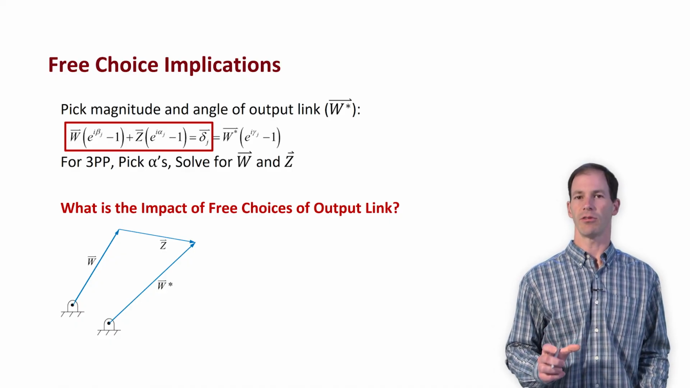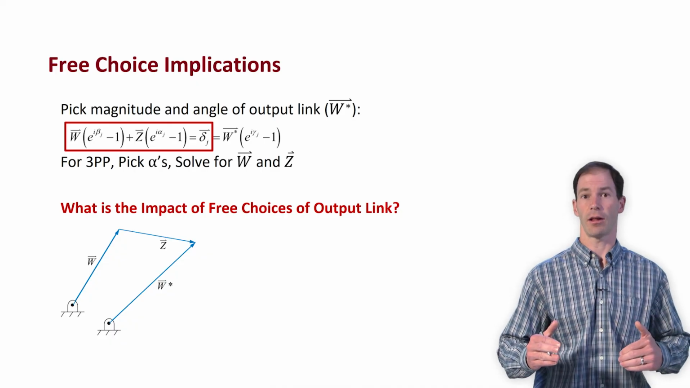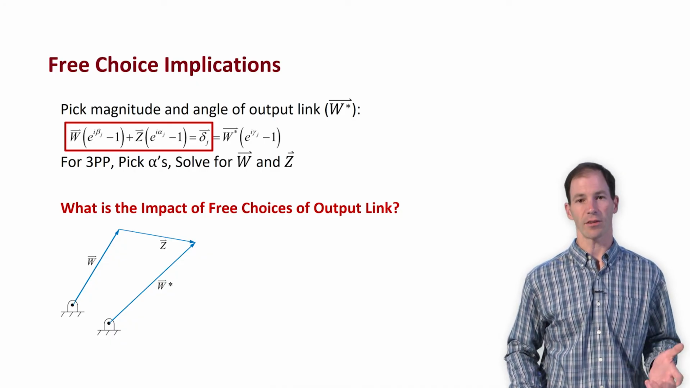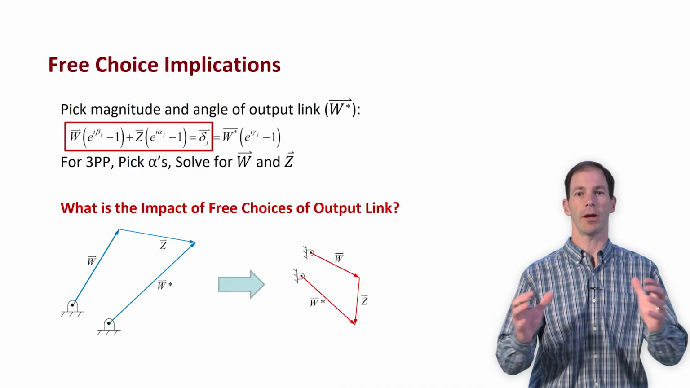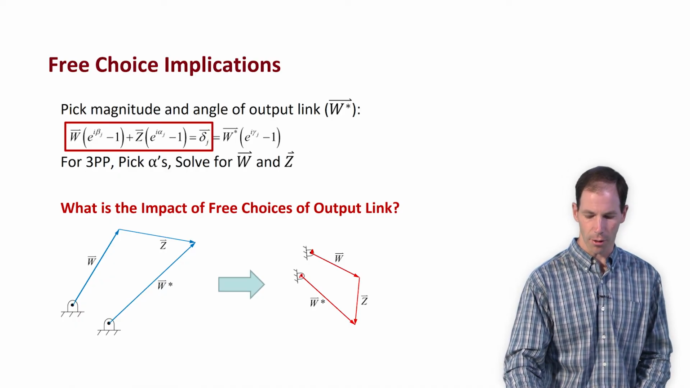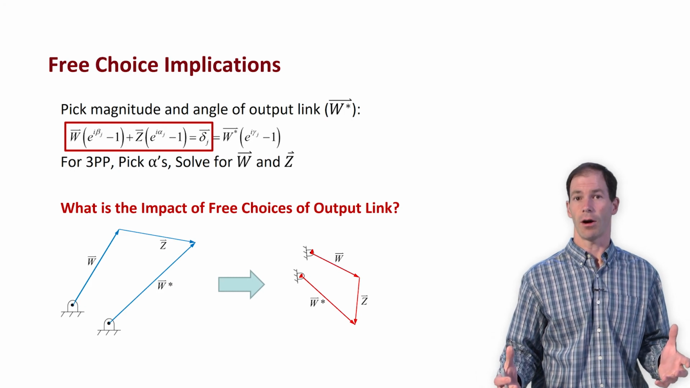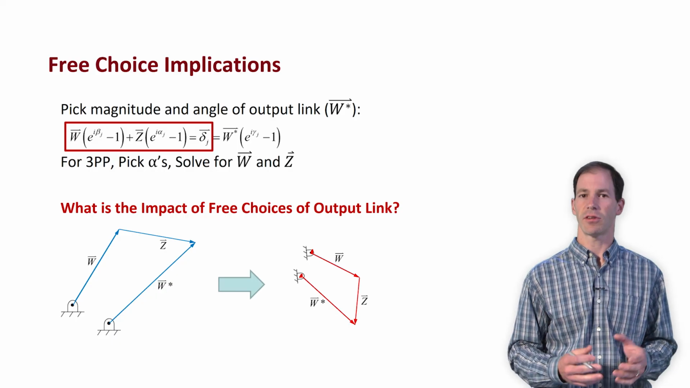And by picking the W star vector, that is setting up what is the magnitude or the scale of my mechanism and what is the initial rotation angle of my mechanism. So I could take any of my function generators, I can rotate them, I can scale them, make them bigger or smaller, and basically get the ground pivots to land where I want them to, and then that forms the function generator I want.